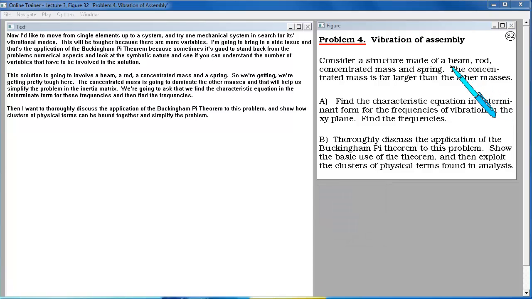This solution is going to involve a beam, a rod, a concentrated mass, and a spring. So we're getting pretty tough here. The concentrated mass is going to dominate the other masses, and that will help us simplify the problem in the inertia matrix. We're going to ask that we find the characteristic equation in the determinant form for these frequencies, and then find the frequencies. Then I want to thoroughly discuss the application of the Buckingham pi theorem to this problem, and show how clusters of physical terms can be bound together and simplify the problem.